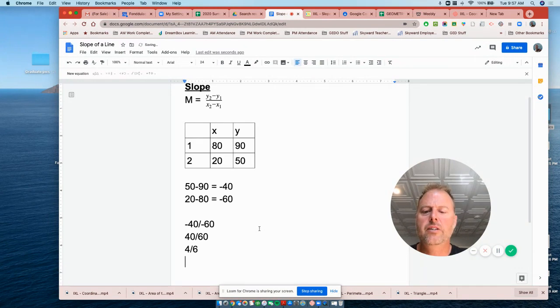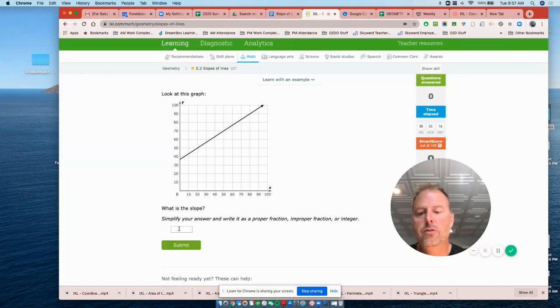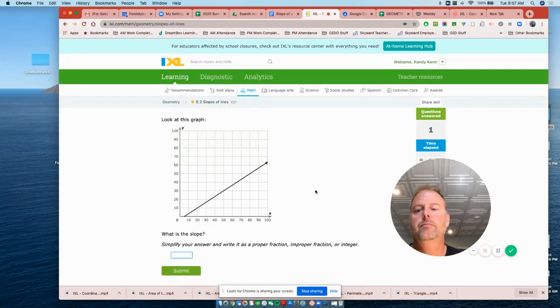And again, you have a calculator that can do this for the most part. Divide top and bottom by 2, that's 2/3. So my slope in this case would be 2/3. So I'm just going to write it again with that forward slash.